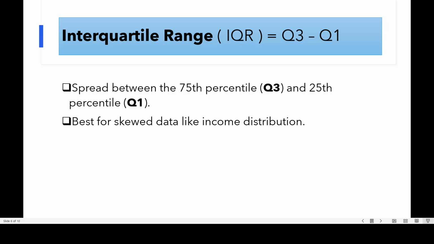It is best for skewed data like income distribution because it considers the middle values. That is why it is less impacted by extreme values, unlike the range.